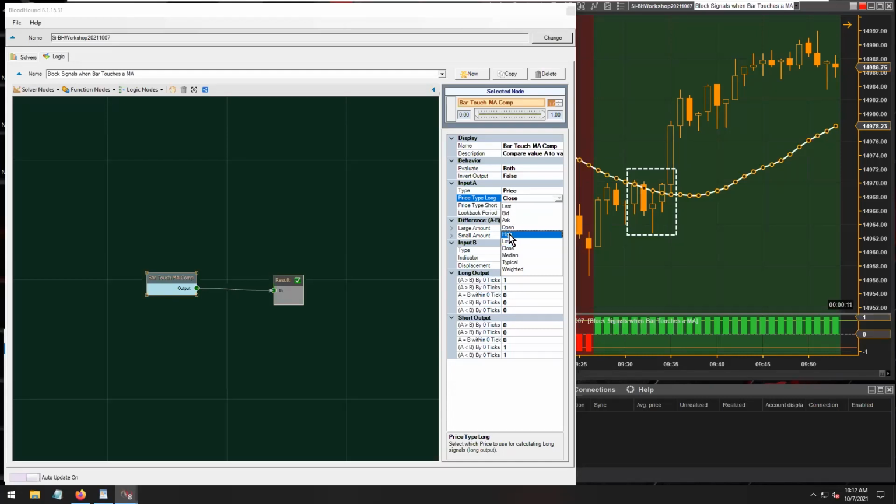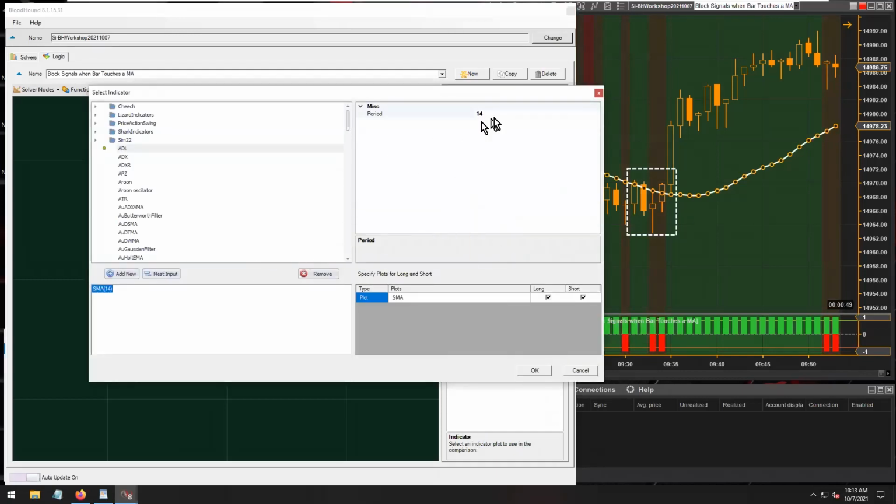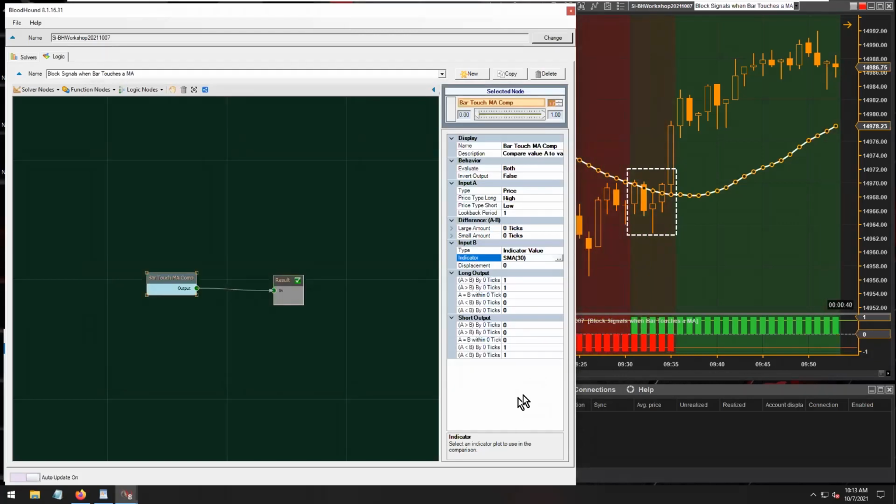All right, so for a long, there's no rhyme or reason, but for a long, I'll generate a long signal using the high price, and we'll generate a short signal using the low price. And now we're going to compare that to the SMA 30. So, right, we already have an SMA in there, so I just need to adjust it to a 30 period, like so.